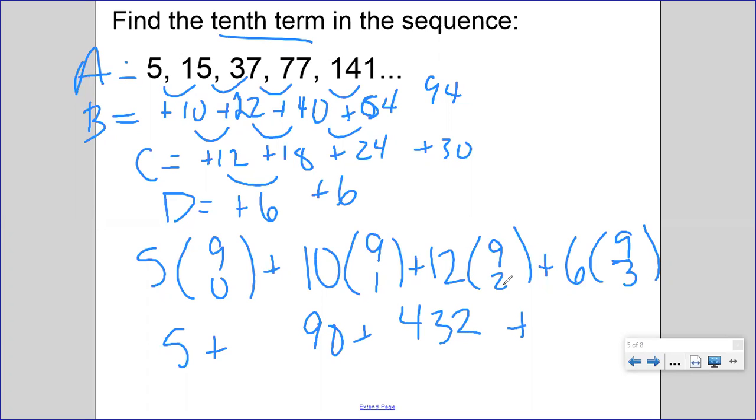Yeah, A, B, C, and D are all the first term, that's correct. And then 9 choose 3, 9 times 7 times 8 divided by 6 is 84. 6 times 84 is 504. So then we're just going to add those all up. So 504 plus 432 plus 90 plus 5. 1031. Final answer.